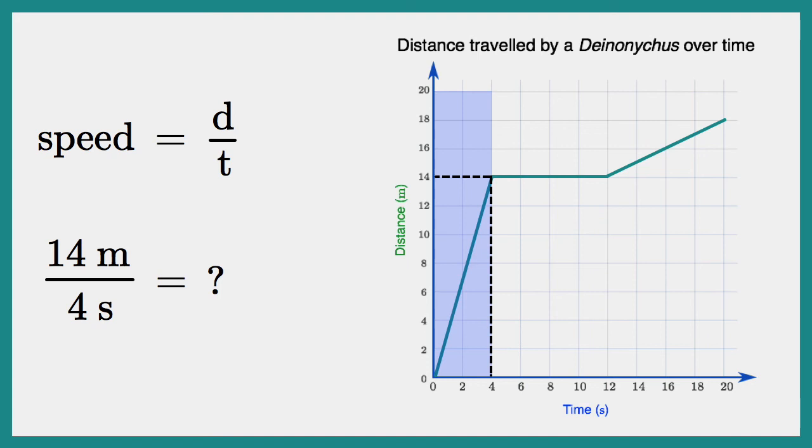All we need to do is take the distance of 14 meters and divide it by the time taken, 4 seconds. Doing that gives us 3.5 meters per second. 14 divided by 4 is 3.5, and the SI units of speed are meters per second. Now that's not actually very fast. Most humans can run quicker than that.